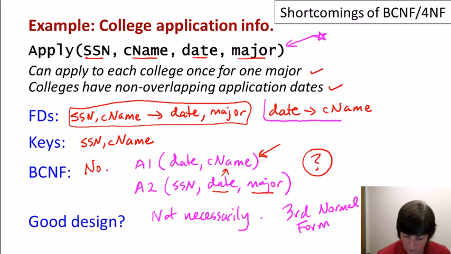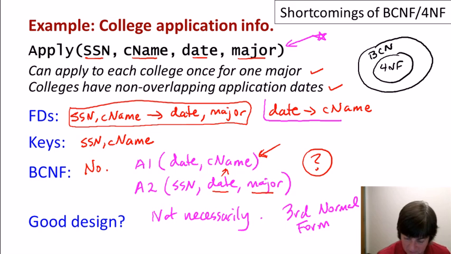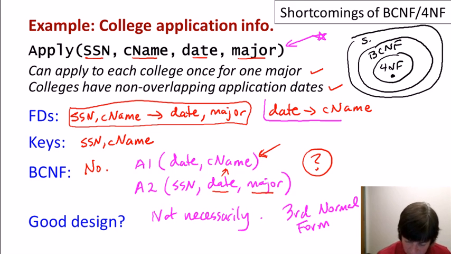Just to put third normal form in context, we'll go back to our Venn diagram. Remember that fourth normal form is stronger than Boyce-Codd normal form. So everything that's in fourth normal form is also in Boyce-Codd normal form. And third normal form is even weaker than Boyce-Codd normal form. So if we have a relation that's in third normal form, it's not necessarily in Boyce-Codd normal form, and here's an example of one that's not. But if we have something in Boyce-Codd normal form, it is in third normal form. And again, you can read about third normal form on the readings from the website.